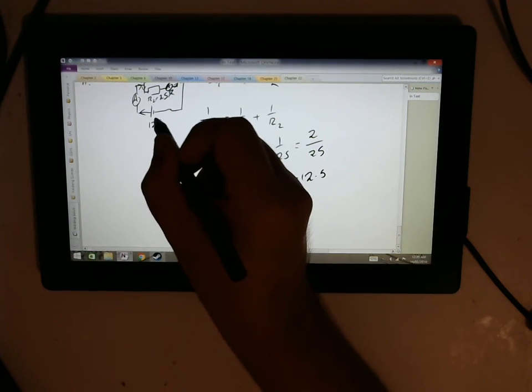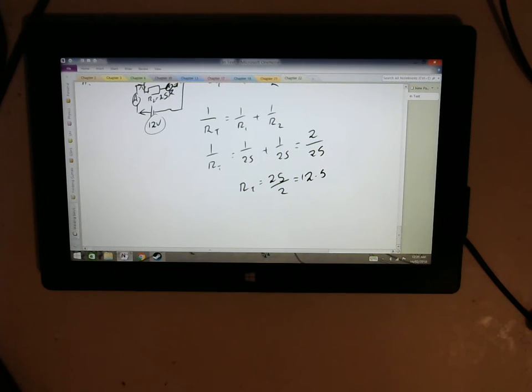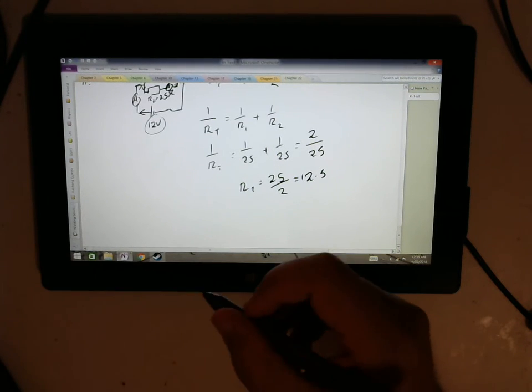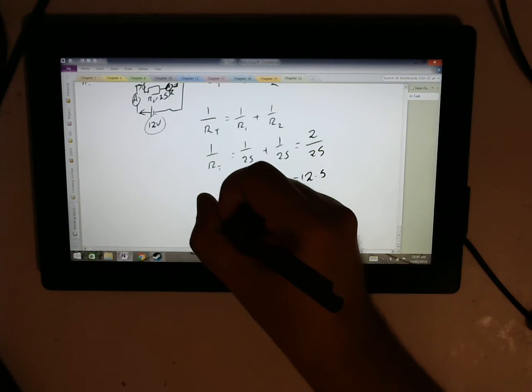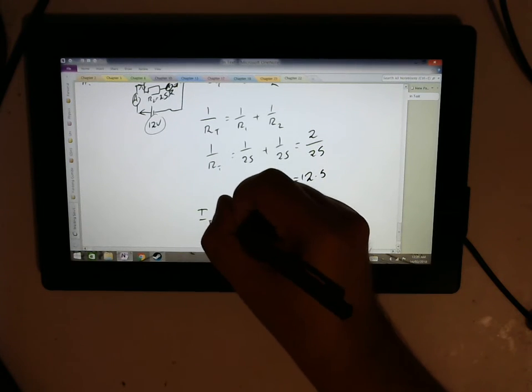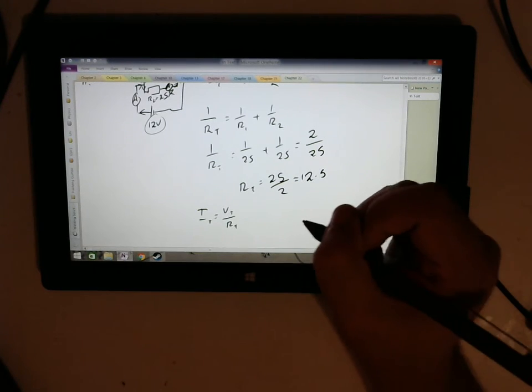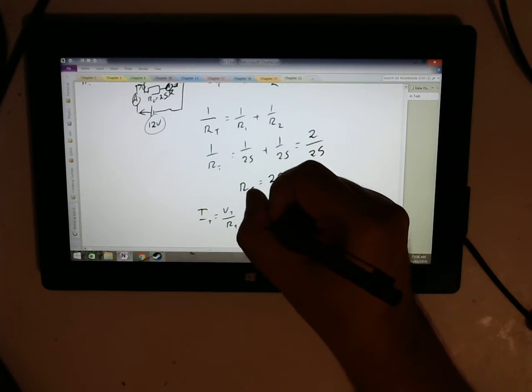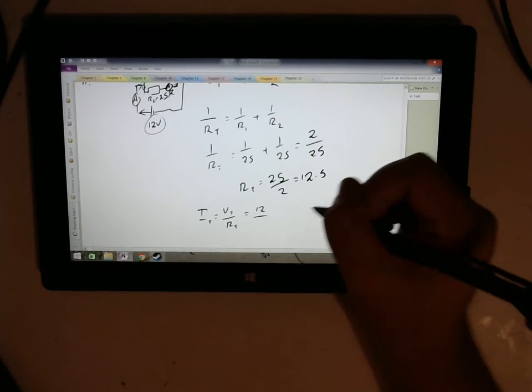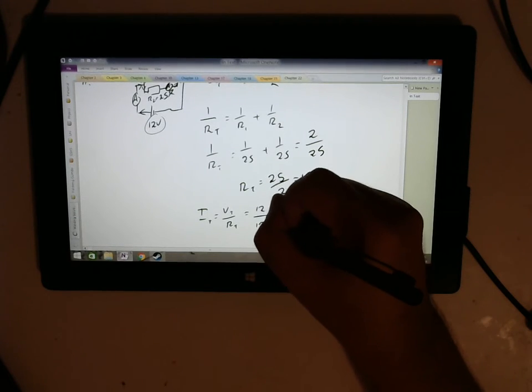We've been told the battery has 12 volts, and therefore we know that we can work out the current, because remember we have Ohm's law: I total will equal V total divided by R total, or I equals V over R. We've got V, it's 12. We've just worked out resistance, it's 12.5.